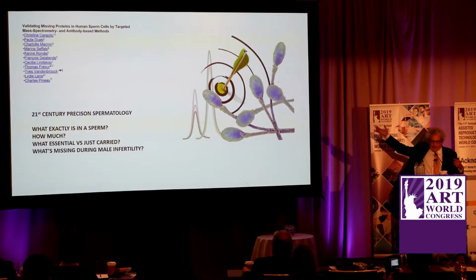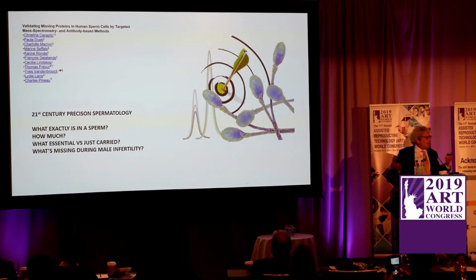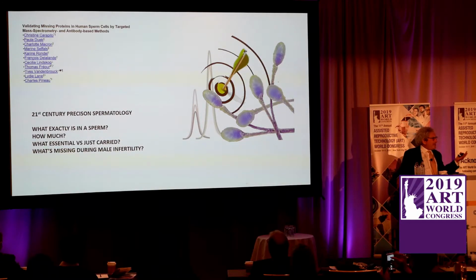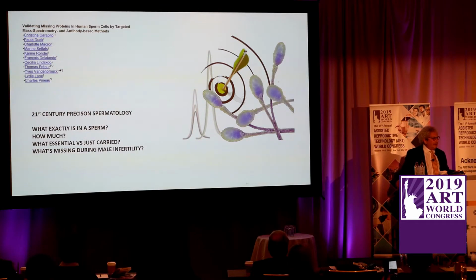There are now websites that are looking at the various proteins that are in human sperm. Some groups say there are 7,000 proteins, some groups say fewer, but we should be able to very soon come up with an exact number, verify that number, and then ask what's missing and what isn't.